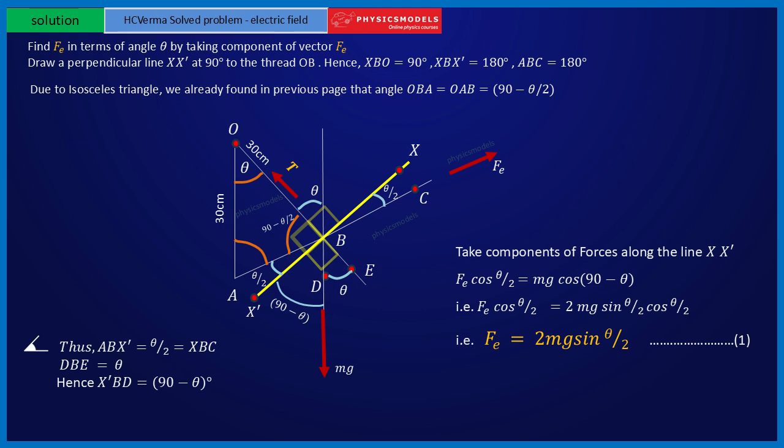So we equate both of them, and therefore we get Fe into cos theta by 2 is equal to 2 mg into sin theta by 2 cos theta by 2. That's a trigonometric expansion of cos of 90 minus theta. Now the cos theta by 2 cancels on both sides, and we get Fe is equal to 2 mg sin theta by 2.